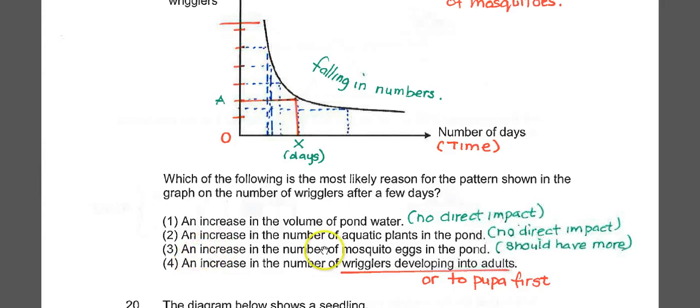Just hang on. An increase in the number of mosquito eggs in the pond. Okay, so when you have an increased number of mosquito eggs in the pond, we should not have fewer wrigglers. We should even have more, because more eggs will turn into wrigglers. All right, so the best answer is, okay, the wrigglers eventually turn into pupa and become adult mosquitoes. All right, the best answer is number 4. All right, that's why the number is falling.